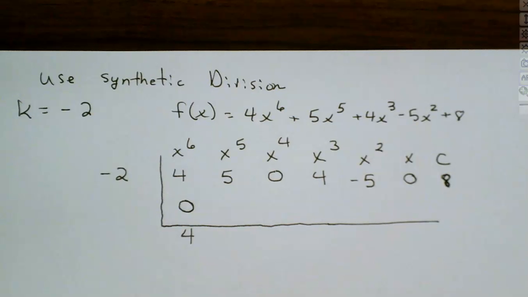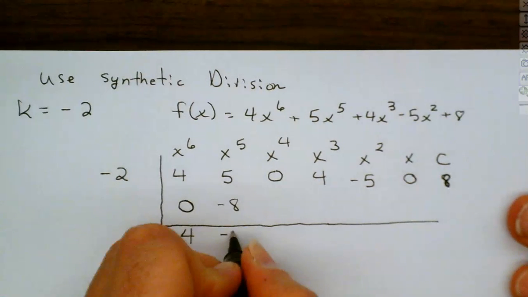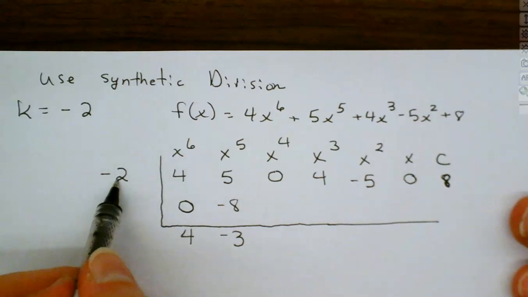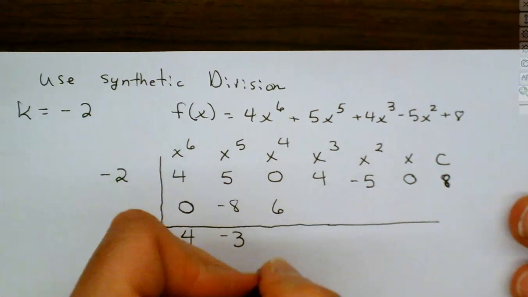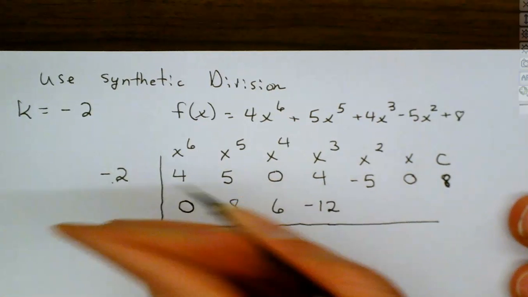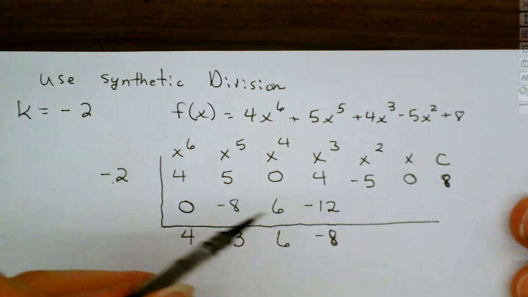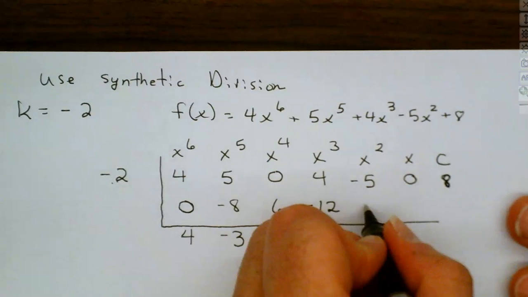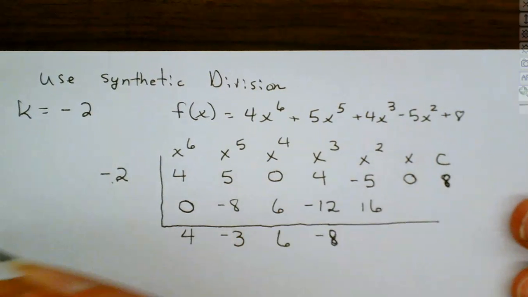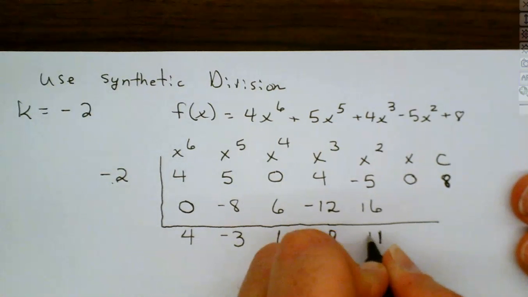Okay. Now, let's take our time, work through this one. Multiply and add down. Multiply, add down. That's it. So, 4 times a negative 2, negative 8, add down, negative 3. Negative 2 times negative 3, add down, 6. Negative 2 times 6, that makes it a negative 12. Add down, negative 8, right? Negative 2 times negative 8. A negative makes it a positive 16, doesn't it? Yep. And then negative 5 plus 16, that's a positive 11.